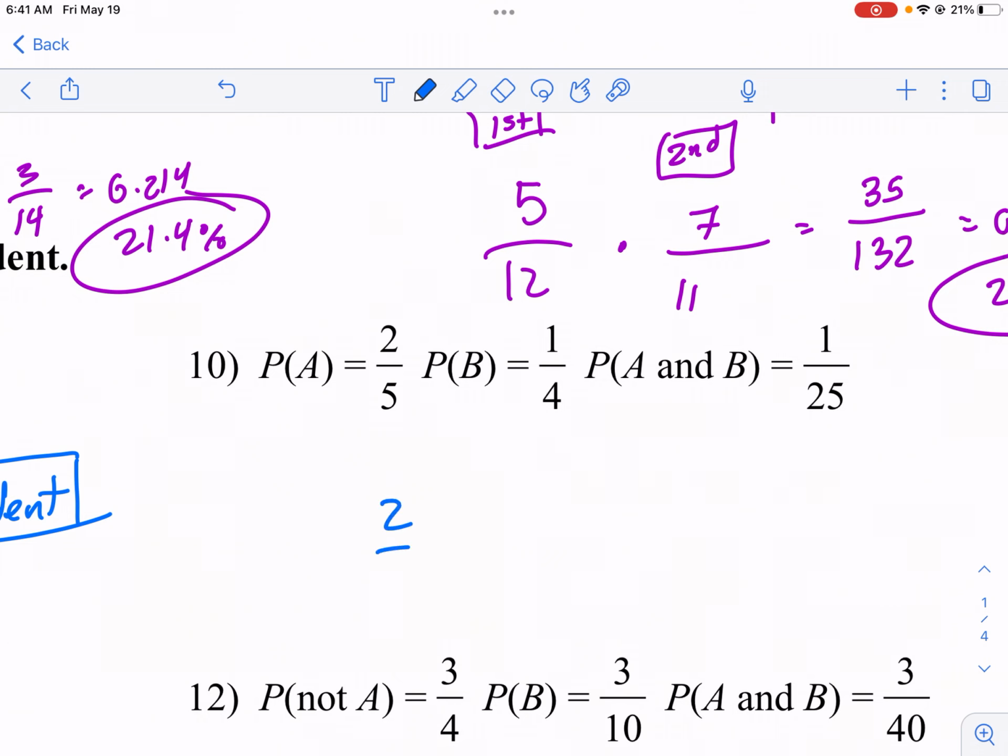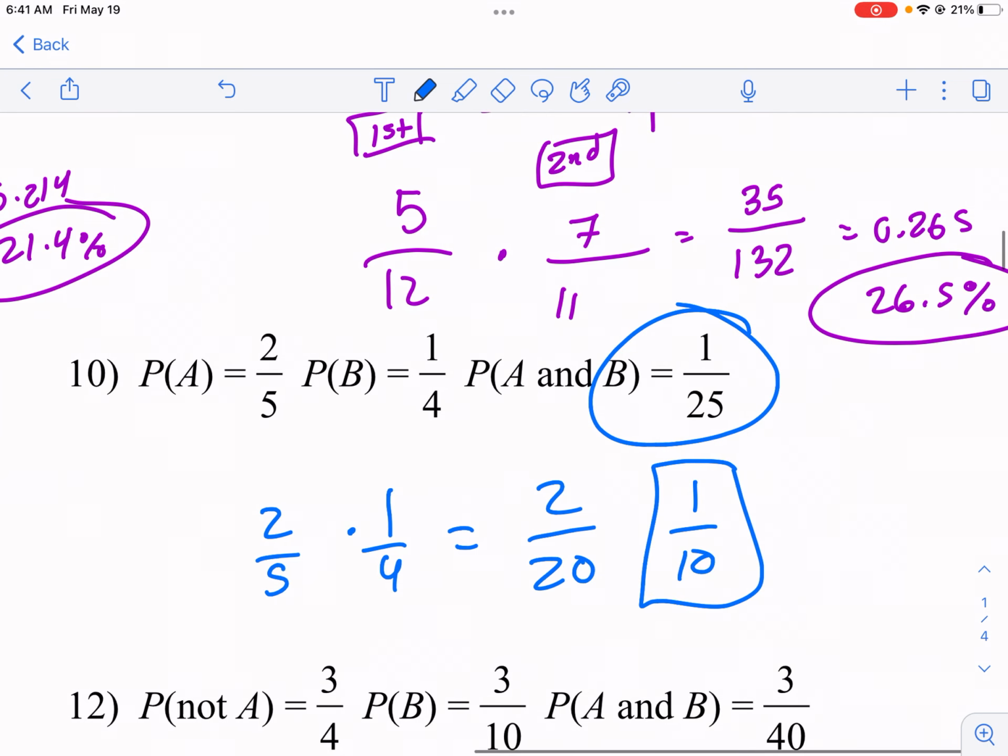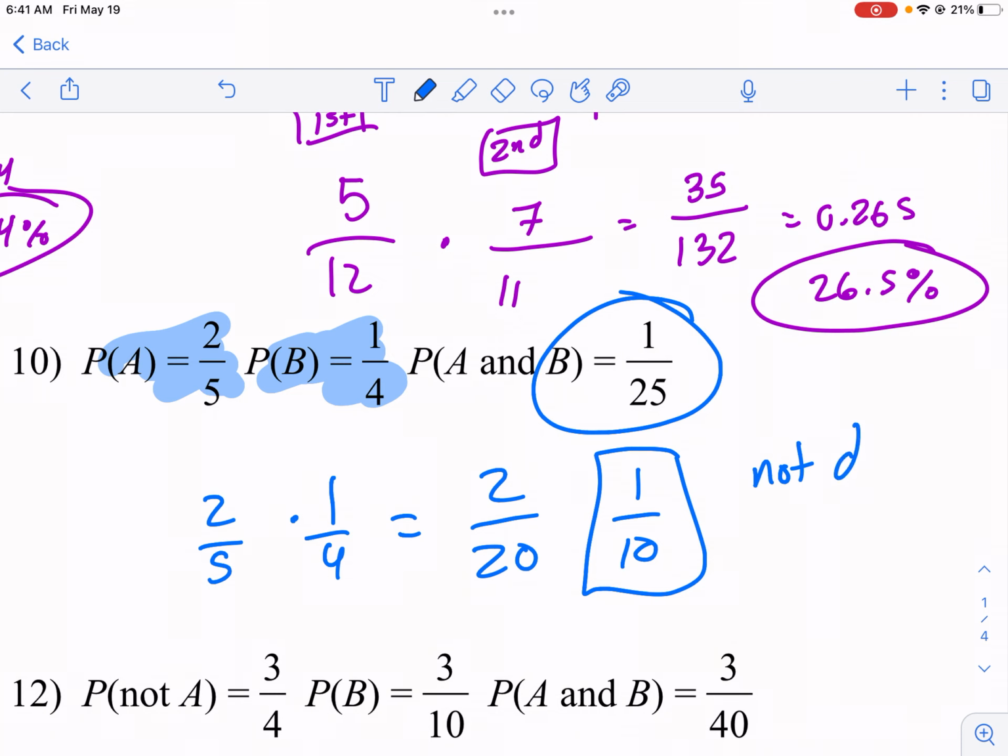Same deal. So we have 2 over 5 times 1 over 4, and we're going to find out what that equals. Does it equal this? So 2 out of 20. We can reduce it to 1 out of 10. So something's different. We got a different result, meaning that these two events are dependent, or maybe not dependent, but they're definitely not independent. Okay, so we can put not independent for this, sorry, that's what I meant to write.